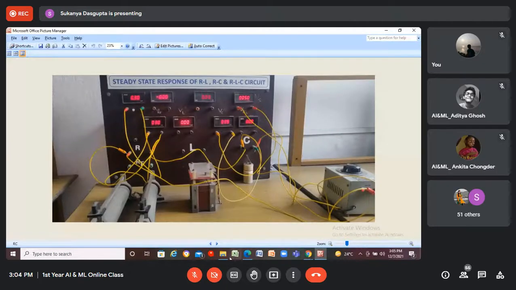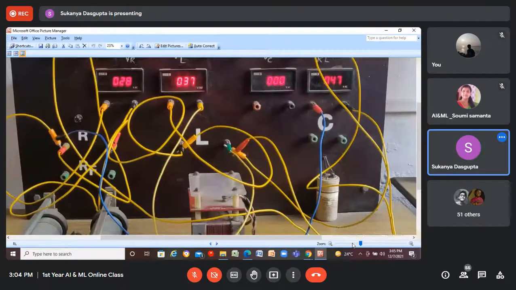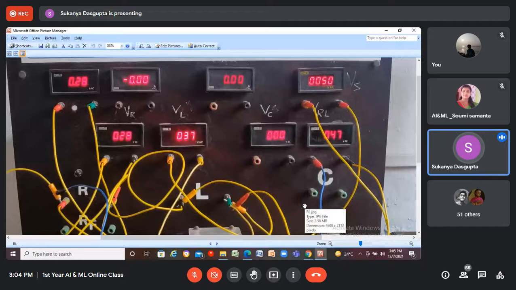Fine. Now let me show you the same thing for the RL series circuit. Just write the heading RL series circuit, and in this case the supply voltage is kept fixed at 50 volt. What is the supply current? 0.28 ampere. What is VR now? 28. What is VL? 37. And what is VRL? 47.